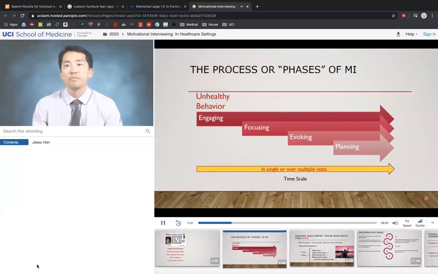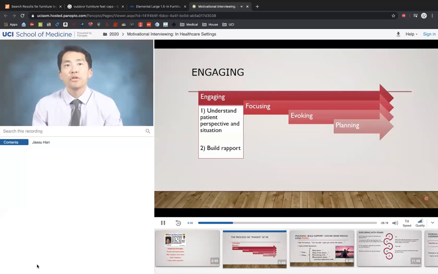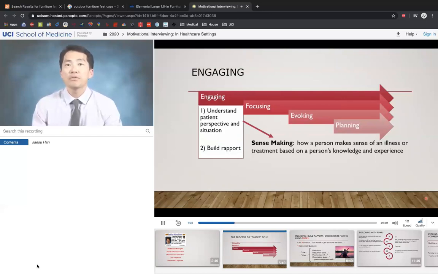Or for patients who have more ambivalence about a particular health behavior, it may take multiple visits in order to move through these processes. So what I like to do now is to go through each of the different processes and describe the skills that could be very useful when collaborating with your patients. In the first process of engaging, we're really trying to understand the patient's perspective and situation.